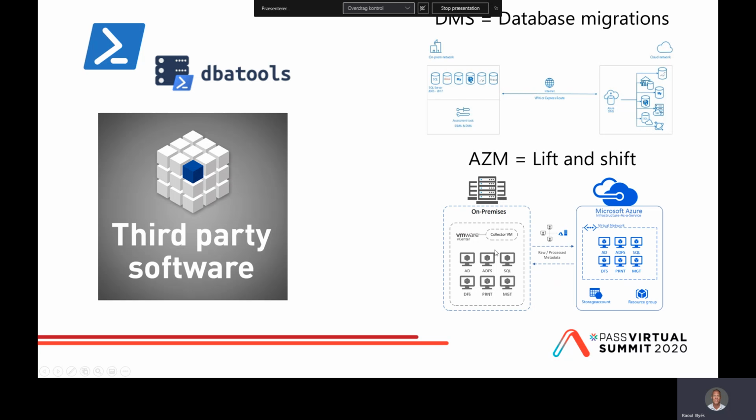Now, if we're doing a lift and shift, meaning that we are migrating from on-prem, typically VMs, to Azure VMs, that's a lift and shift, then again, we have Azure Site Migration, or Azure Migrate, that can assist us with that process. So again, it's very important that we have the right set of tools for the right type of workloads and the right type of target that we're going to migrate to.